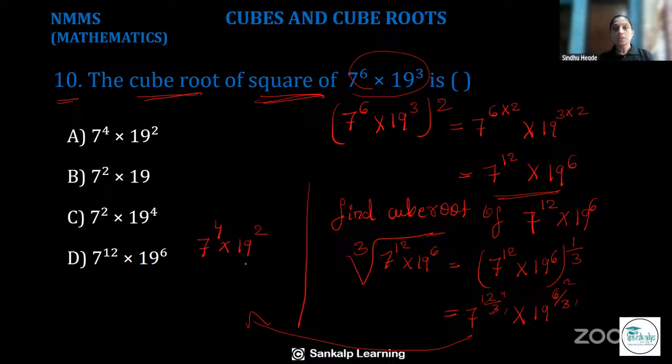So this is our cube root of square of 7 raised to 6 into 19 cube. So the correct answer is option A, 7 raised to 4 into 19 square. Thank you.